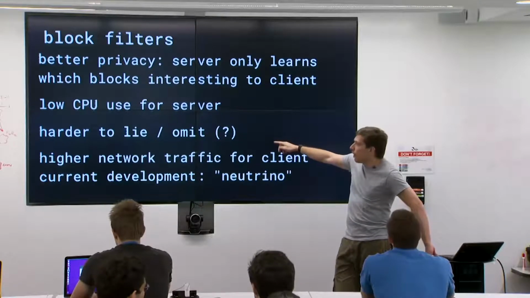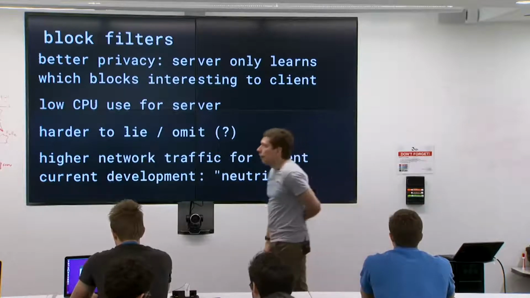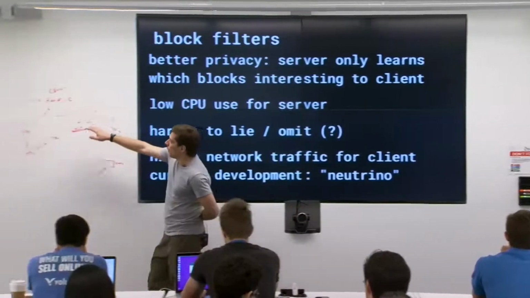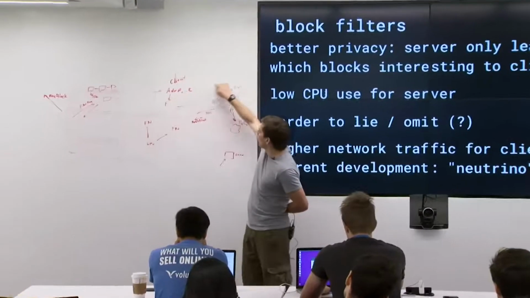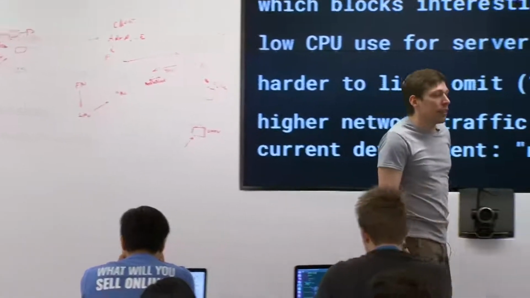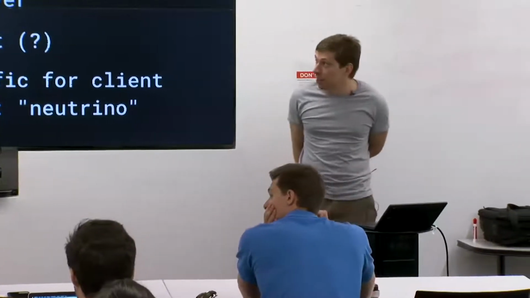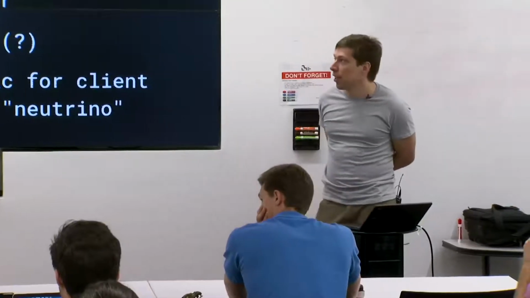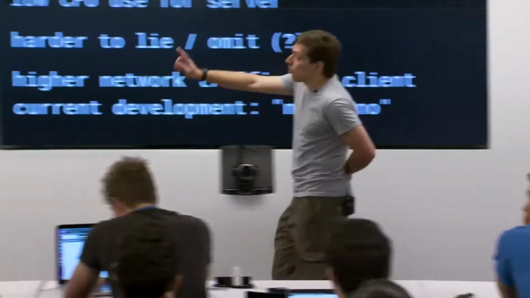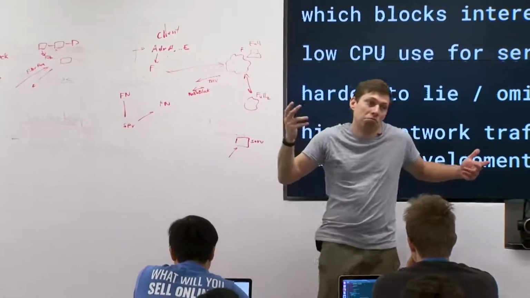Lower CPU for the server. It's also harder to lie and omit things. In the current SPV model, if someone running a client says, hey, here's my Bloom filter, and the full node responds, the full node can easily just omit things. So there was a transaction that did hit the Bloom filter and did match, and address A was present in a transaction, and the full node just doesn't send it.